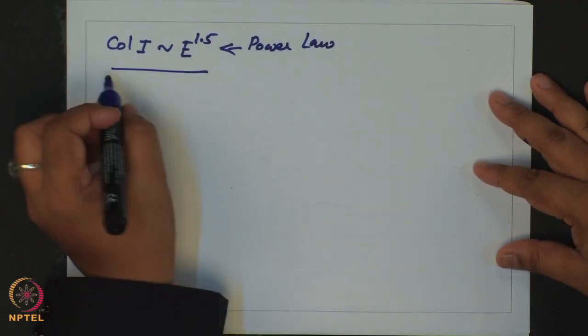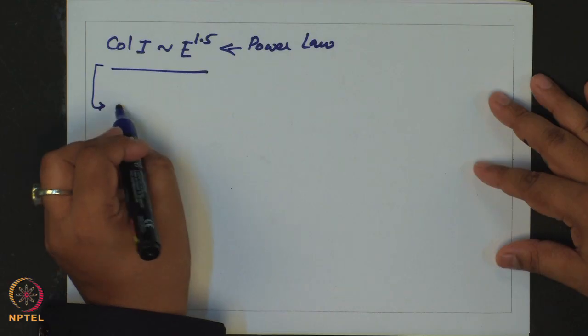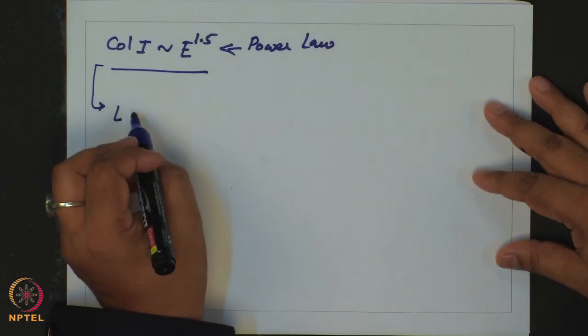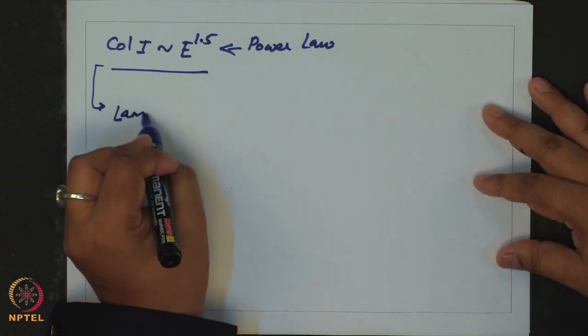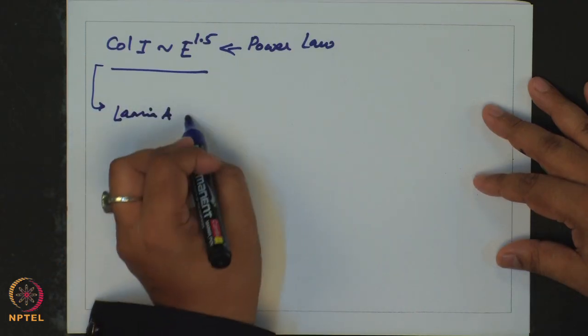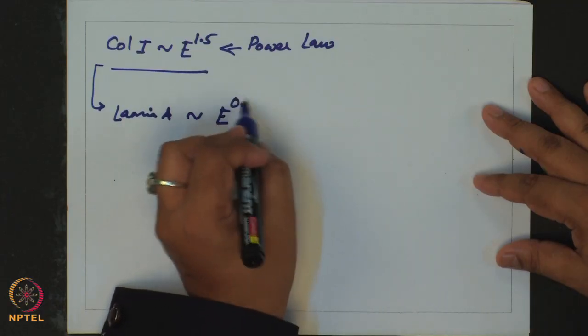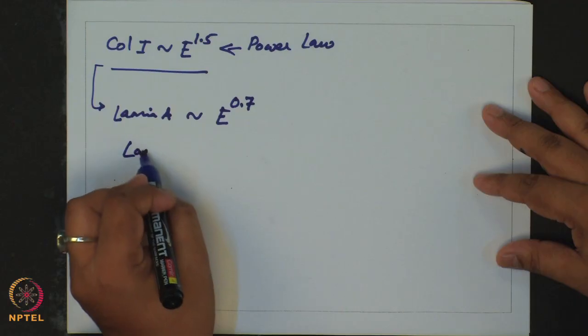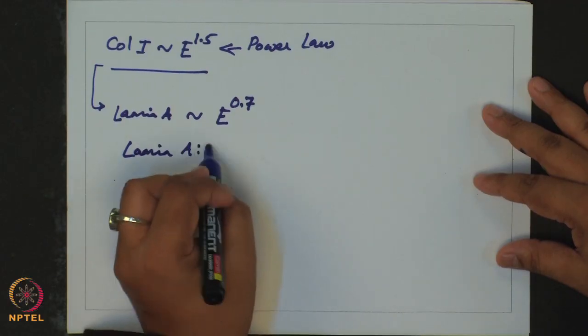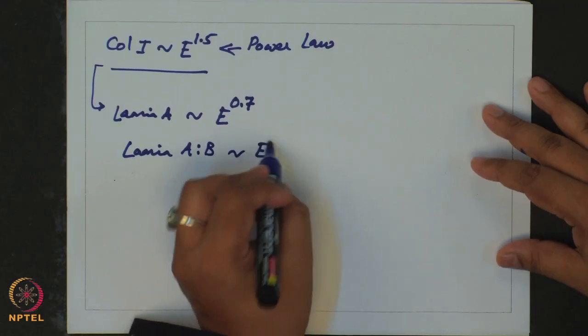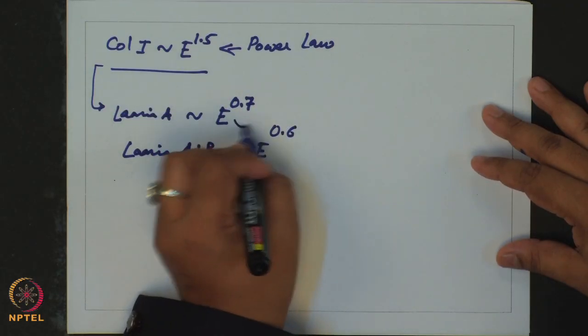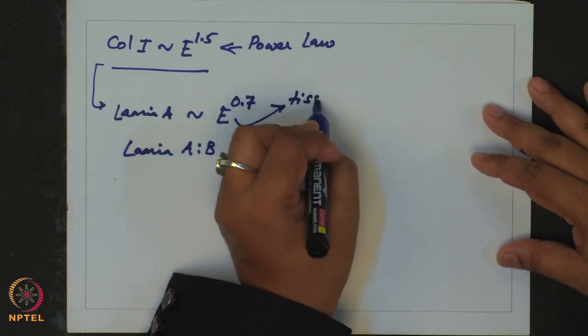Similarly, you have this lamin ratio. Lamin A scales as E to the power 0.7 and the lamin A to B ratio scales as E to the power 0.6. Here, E corresponds to tissue microelasticity.